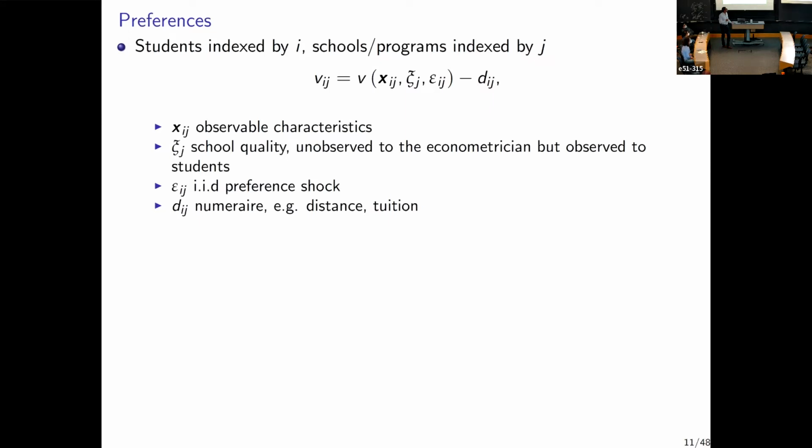In school choice, we have used distance, the distance of school j to the residence of student i, as one metric of utility. You can also think that this is tuition, and I'm going to talk about a paper today that thinks of d_ij as tuition, but what is important is that this is a numeraire. This is going to basically set the units of the utility, right, of the indirect utility.